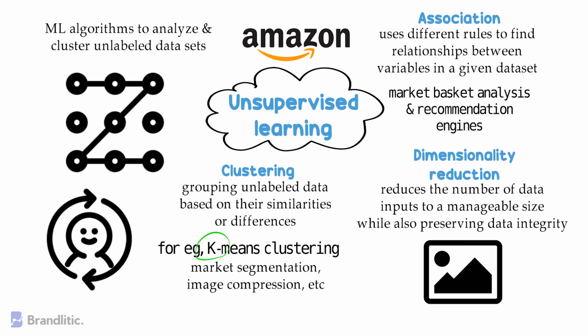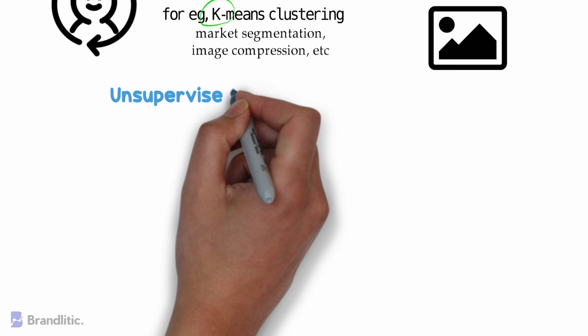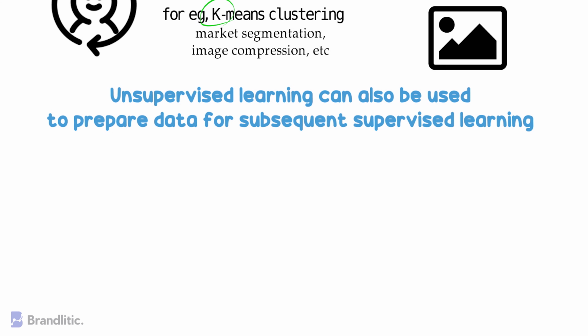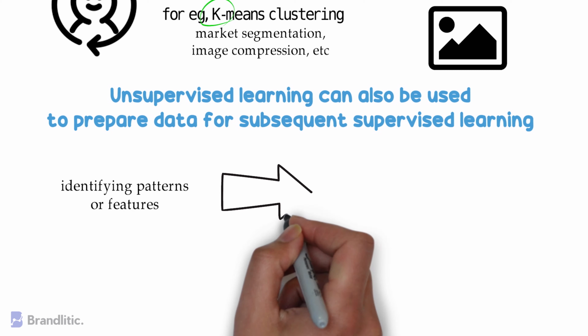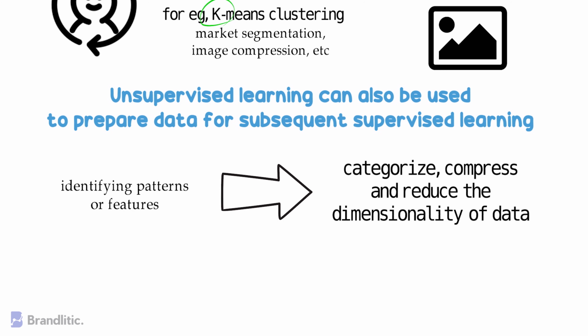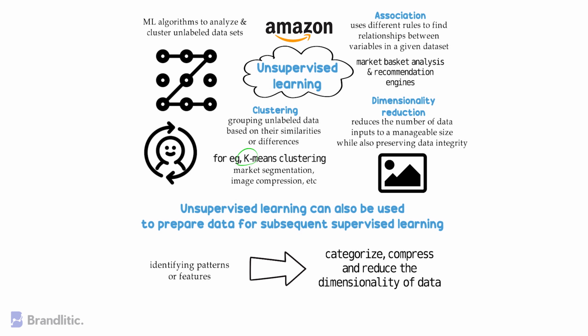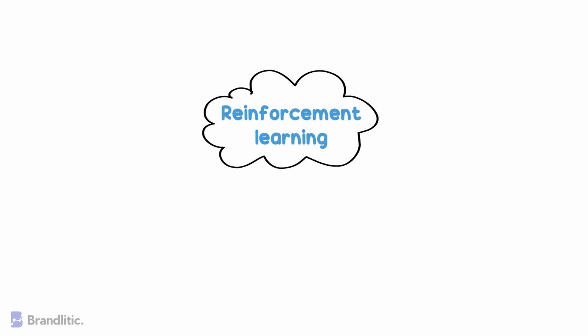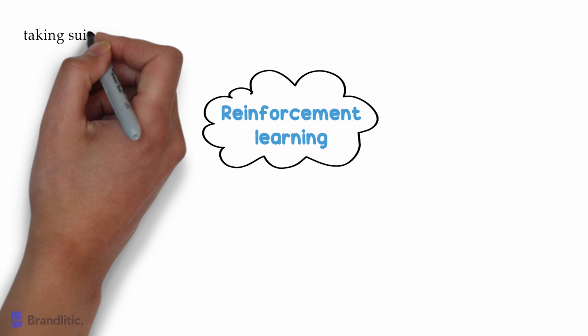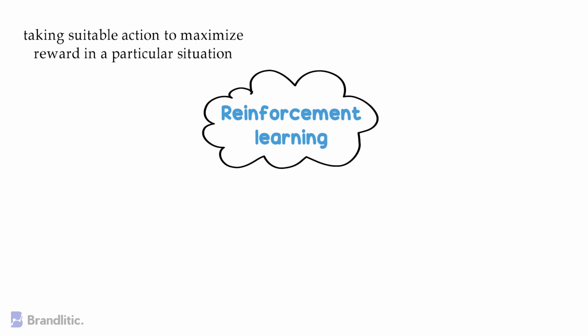Also, it's worth noting that unsupervised learning can also be used to prepare data for subsequent supervised learning. This is done by identifying patterns or features that can be used to categorize, compress, and reduce the dimensionality of data. Up next, let's understand what is reinforcement learning. Well, reinforcement learning is all about taking suitable action to maximize reward in a particular situation.